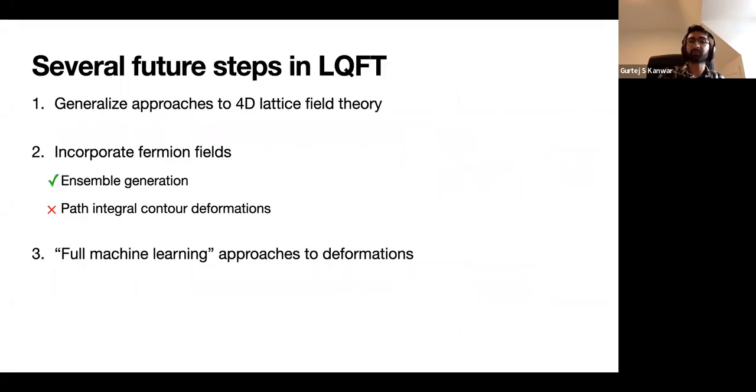So there are several future steps in these directions. Ideally, we generalize to 4D. We'd also like to incorporate fermion fields, which has been done already for ensemble generation, but not for these contour deformations for noisy observables. And it might be interesting to apply full machine learning approaches to the noisy observables case, wherein we actually didn't end up using these heavy-duty neural networks. As we were chatting about earlier, it doesn't have to be a neural network when we're talking about particular optimizable transforms, and it wasn't the case that we used it in that. But it may be interesting to study replacing certain features of this deformation approach with full heavy-duty machine learning tools.